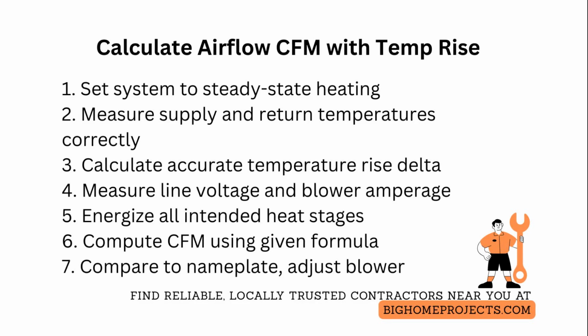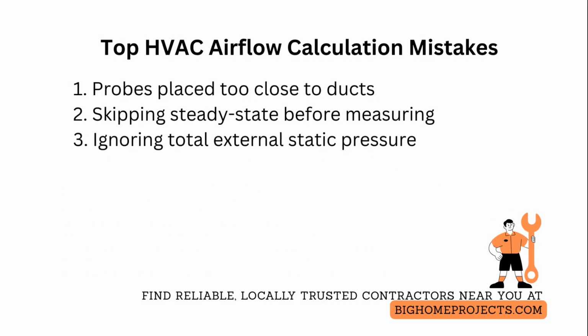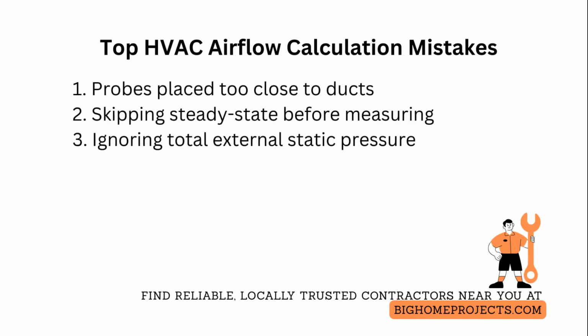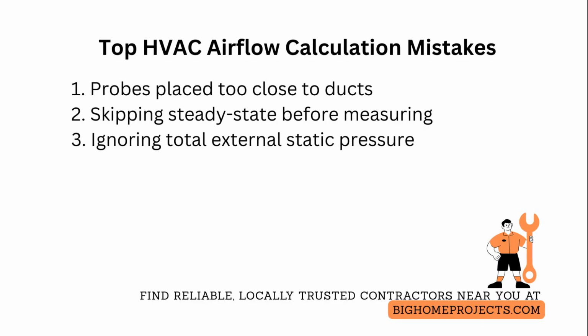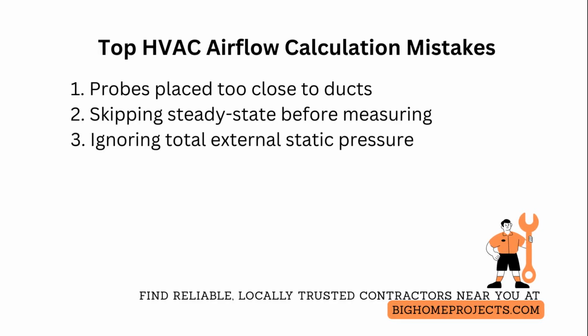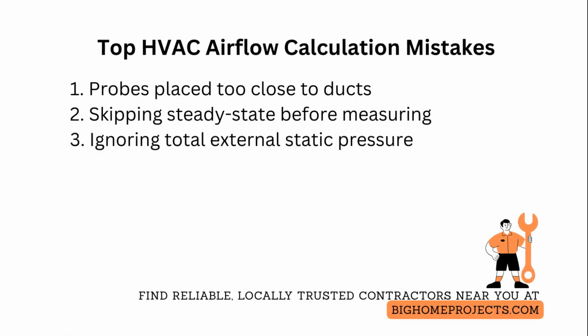One of the big mistakes in heating, ventilation, and air conditioning airflow testing is measuring temperature rise too close to the heat exchanger or return opening, which gives artificially high or low delta temperature and throws off the cubic feet per minute. Fix it by placing probes 12 to 24 inches away, shielding tips from radiant heat, and averaging 2 or 3 holes across the duct.